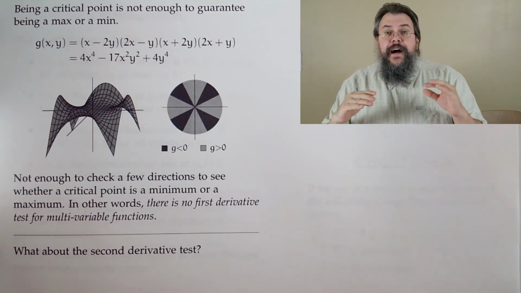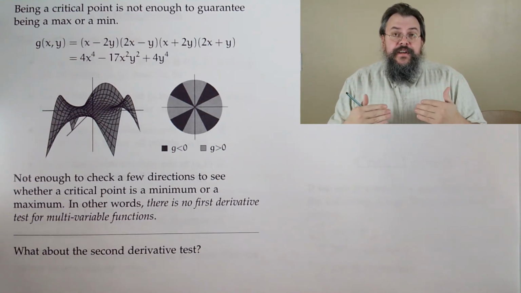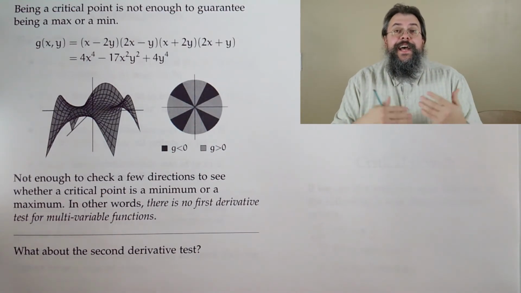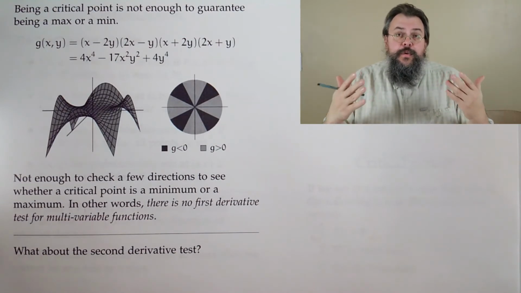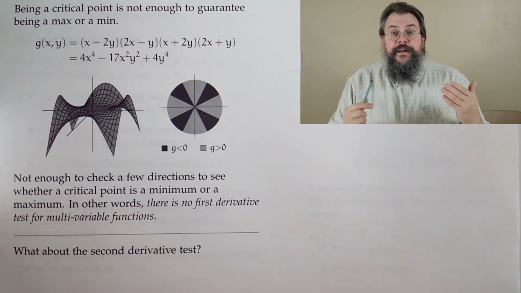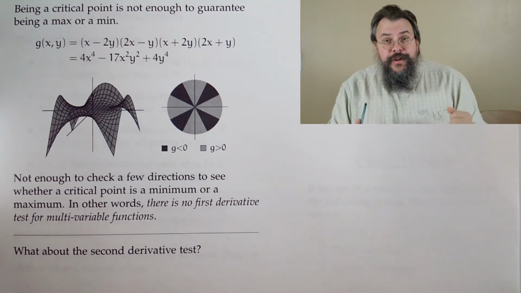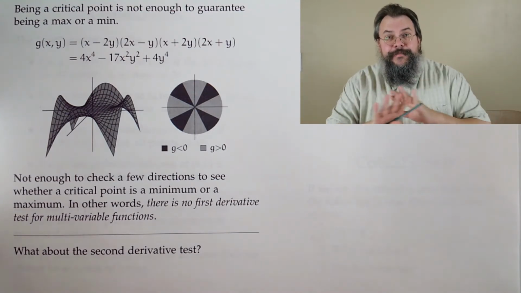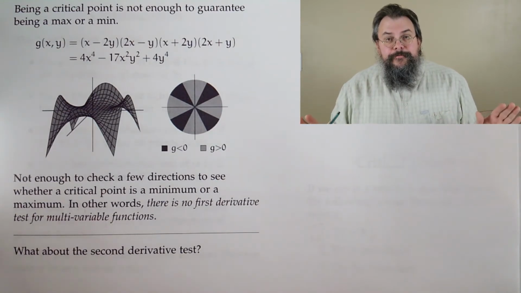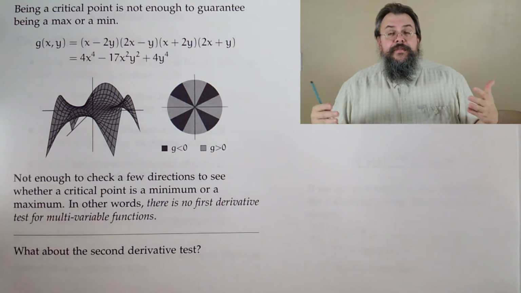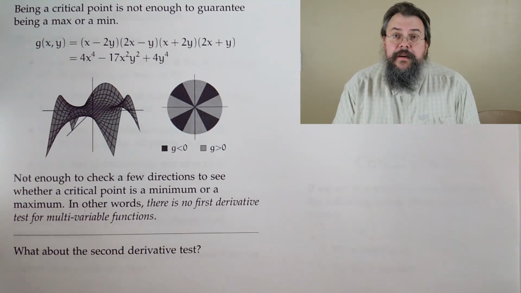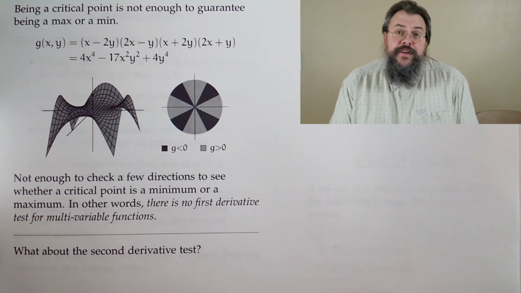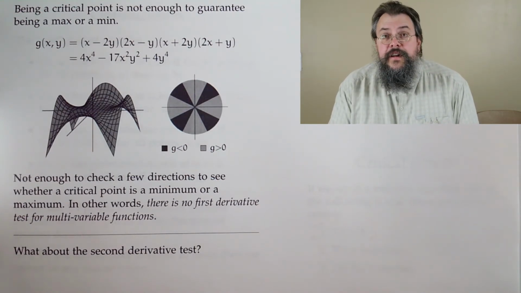And so it's not enough just to check a couple of directions. You'd somehow have to argue from every possible direction. If you only checked 4 or 5, you might have missed a direction that has a very different behavior. The moral here is there is no first derivative test. Can't do it, because you'd have to exhaustively check every single direction, and there's infinitely many of them. So unless you have a very nice function where you can make some kind of an argument, there's really not a reasonable first derivative test.